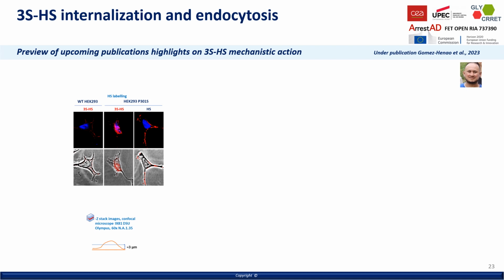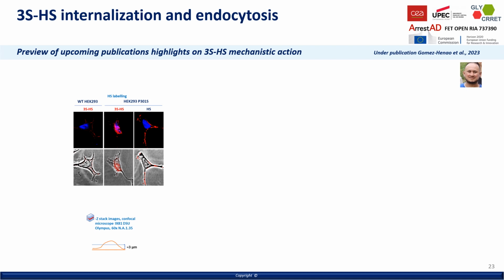Then there's another publication upcoming from Gomez and Now, whereas we look at the mechanistic part and at the 3-SHS internalization. So here you have some highlights of the study, and here you see a cell line that is wild type HEK, whereas we stain and label them with the 3-SHS antibody, and we see very slight membrane staining. Then we have a cell line that has the tau P301S mutation representing frontotemporal dementia, and we stain them with the 3-SHS antibody, and we see that they internalize, here in the confocal imaging.